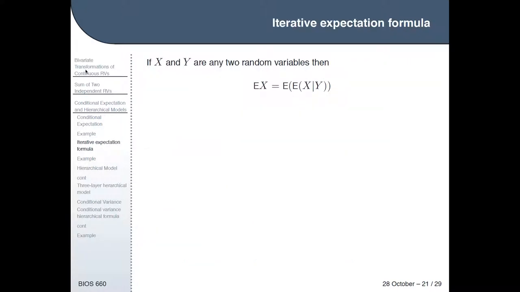And you can show in general that if x and y are any two random variables, then the expected value of x is always equal to the expected value of the conditional expectation of x given y. I always have trouble wrapping my brain around this formula, even though it's relatively simple to write down, but I'll go through the proof and hopefully that will make it a little bit easier to see.